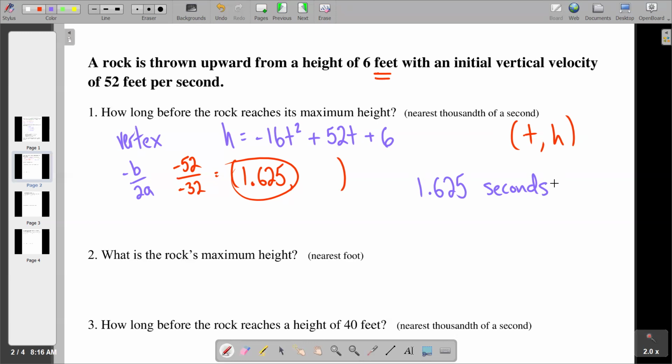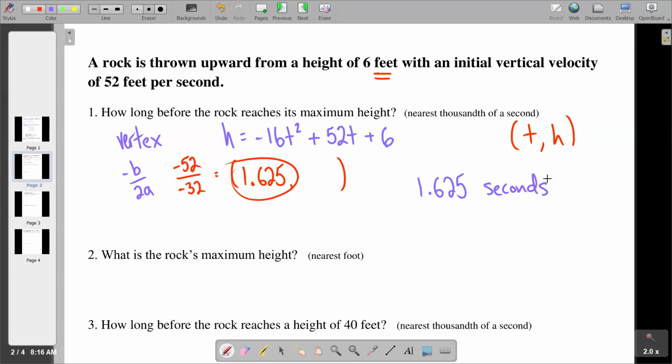And now I'm ready for that other answer you guys were so eagerly trying to give me. Question 2, what is the rock's maximum height? What do we do now? This is where we have to plug it back in. Remember, the height is determined by the input-output relationship. The time is just a kind of one and done thing.